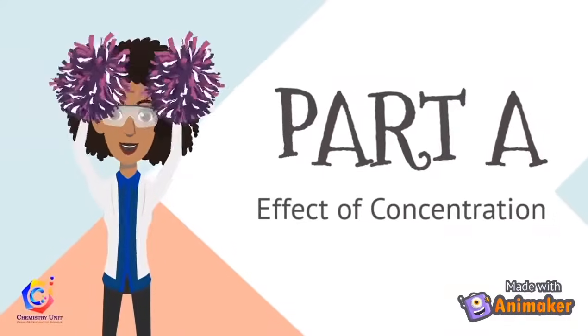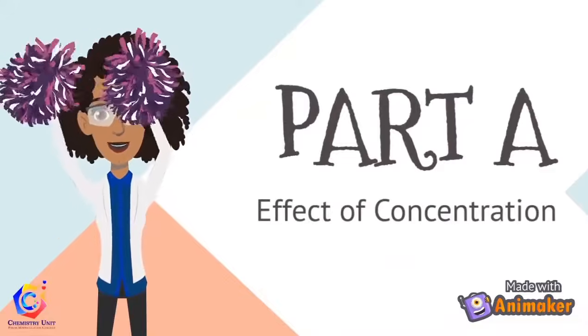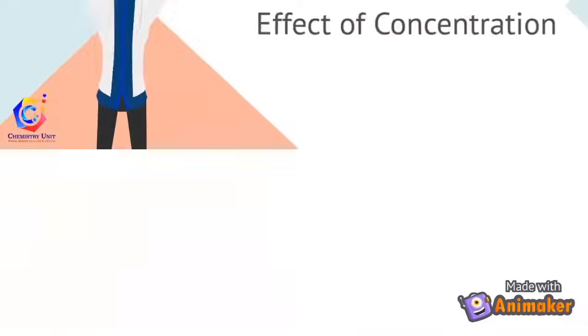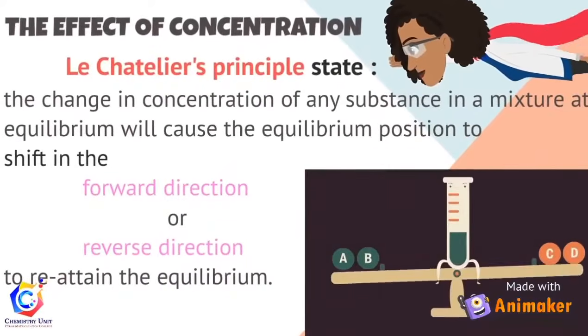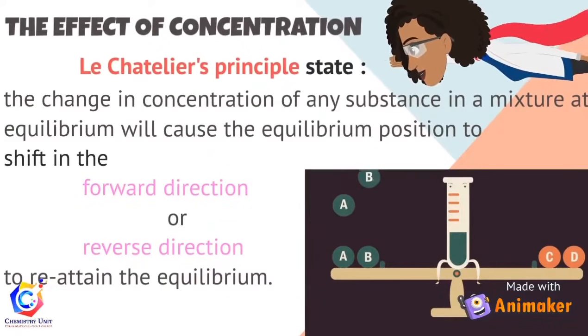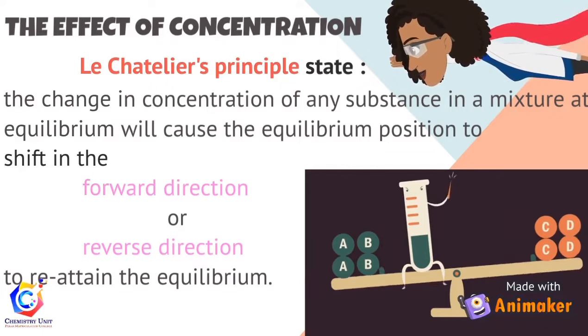For experiment part A, we will identify the effect of concentration toward chemical equilibrium. Le Chatelier's principle states that the change in concentration of any substance in a mixture at equilibrium will cause the equilibrium position to shift in the forward direction or reverse direction to reattain the equilibrium.